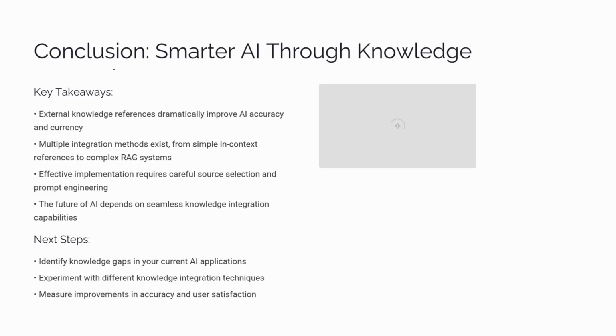Integrating external knowledge enhances AI accuracy and relevance. Various methods, from simple references to complex retrieval-augmented generation systems, are available. Success hinges on selecting the right sources and prompt engineering. The future of AI relies on seamless integration. Next, identify gaps, experiment with techniques, and measure improvements.